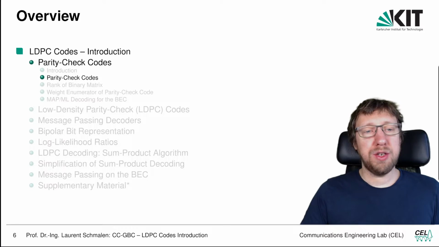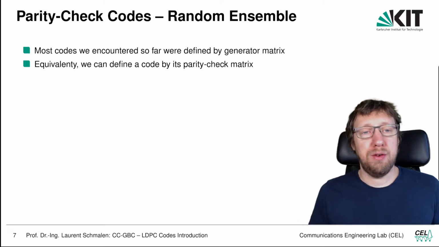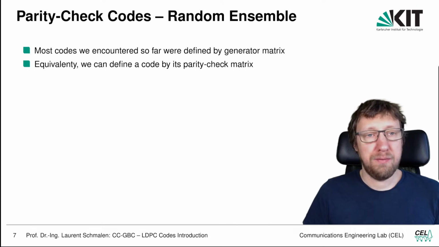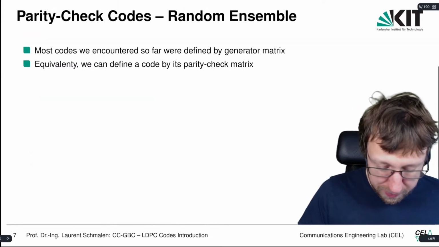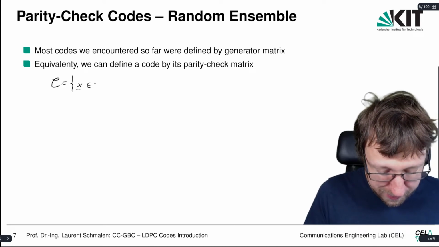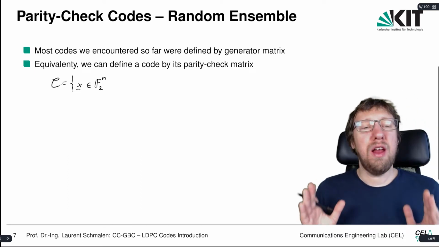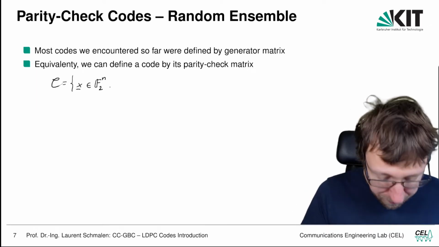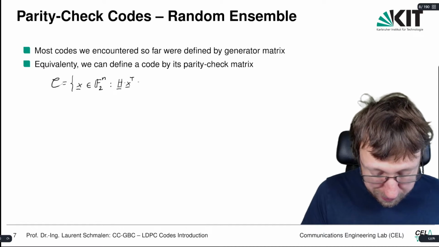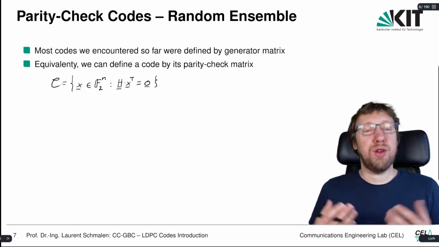So we define parity-check codes. The codes that we encountered so far were defined by the generator matrix, but we know that we can also define a code by the parity-check matrix. Recall the code C is the set of all binary vectors x of length n such that the parity-check matrix H times x transposed is equal to 0. That's an alternative definition of a code.